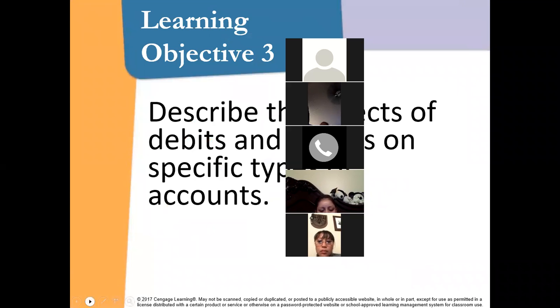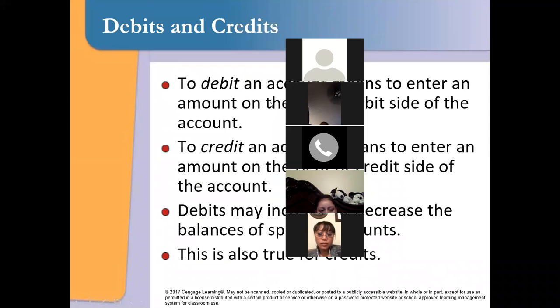All right. Now let's talk a little bit more about these debits and credits. To debit an account means to put it on the left side of the T account, and to credit means to put it on the right side of the T account. For asset accounts, a debit will increase the account. For an asset account, a credit will decrease that asset account.